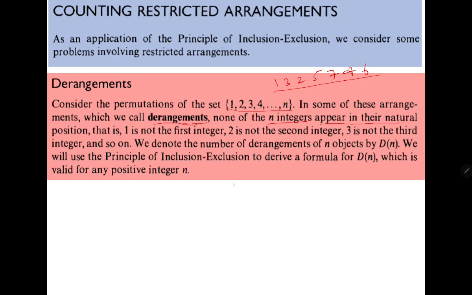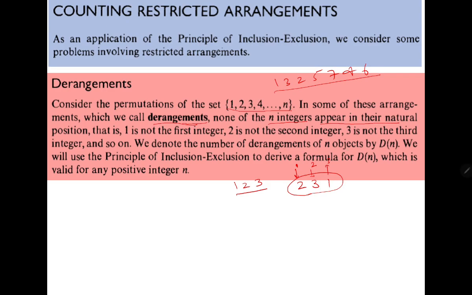For example, if I see only 1 2 3, this is one arrangement, but if I write 2 3 1, here 1 is not in its position, 2 is not in its position, and 3 is not in its position. So 2 3 1 is a derangement of the set 1 2 3.